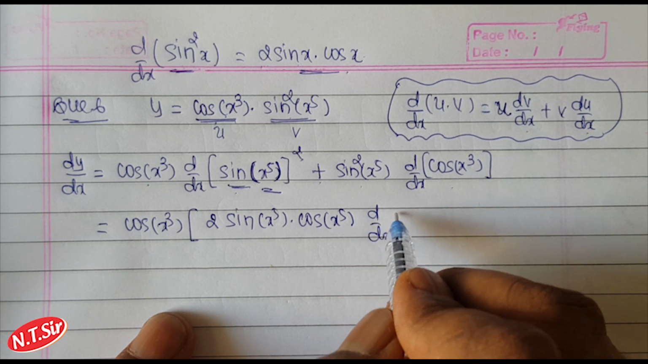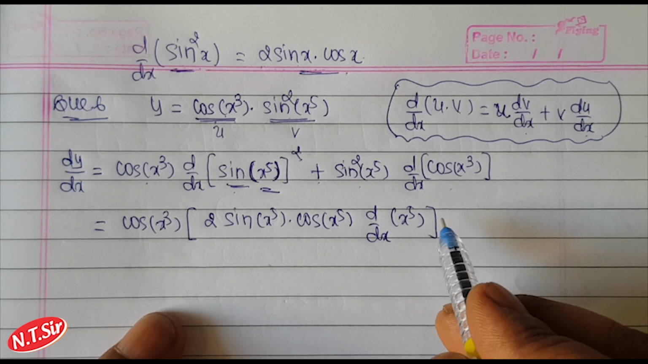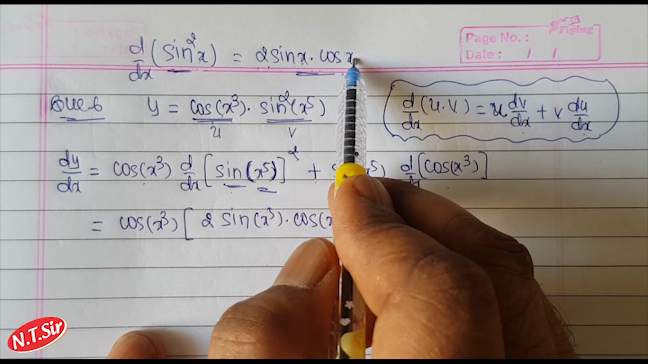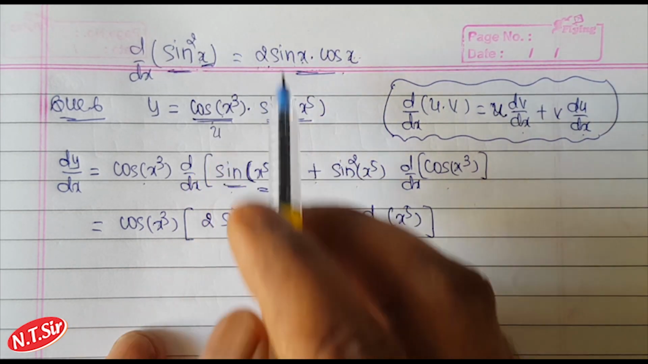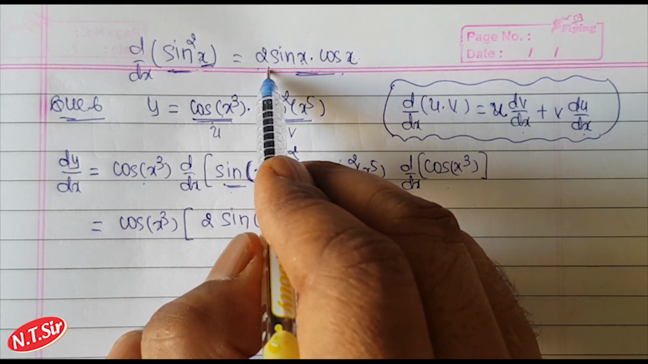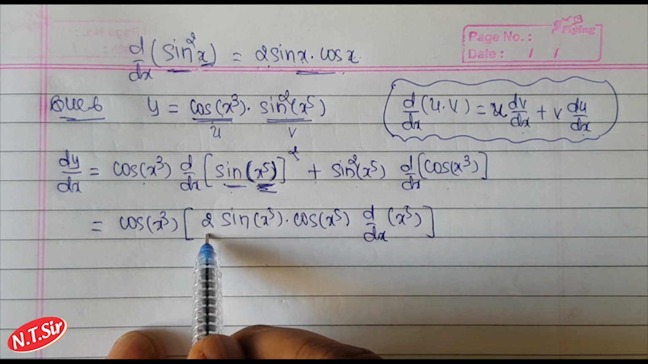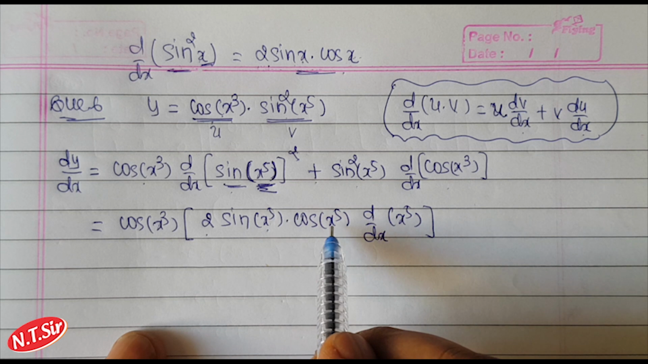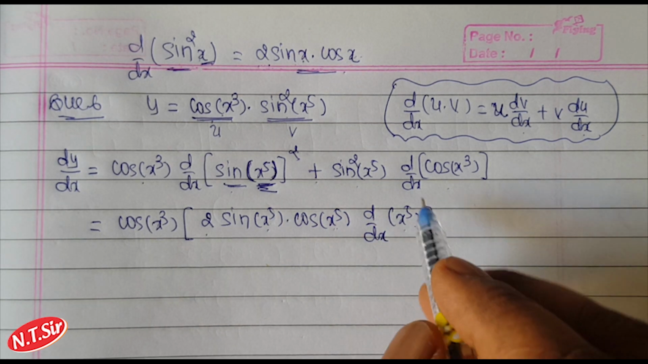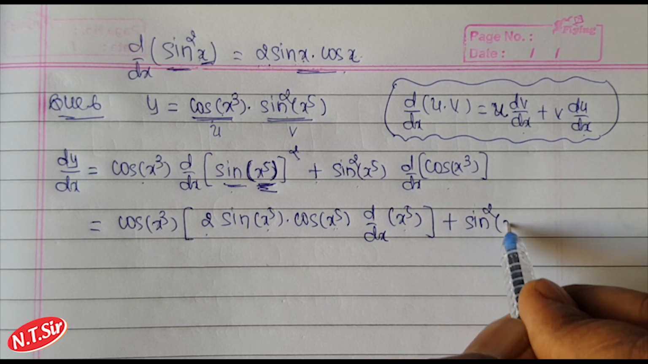So again differentiating with respect to x, d dx of x raised to 5. Got it? Derivative of sin square x is 2 sin x cos x. Now instead of x, here we have bracket. So derivative of sin x raised to 5 whole square is 2 sin x raised to 5 cos x raised to 5, and derivative of bracket is d dx of x raised to 5 plus sin square x raised to 5.